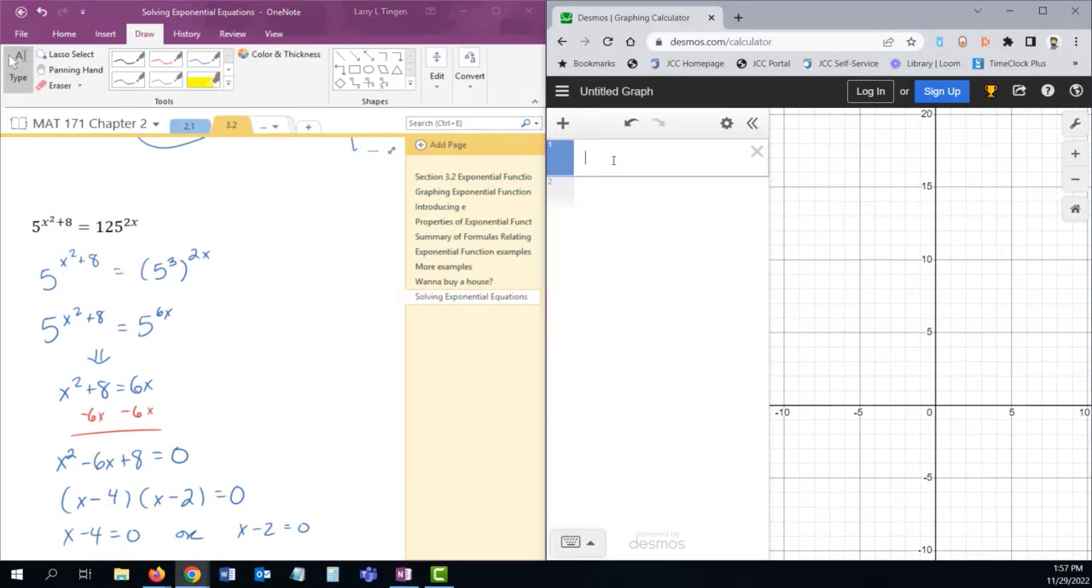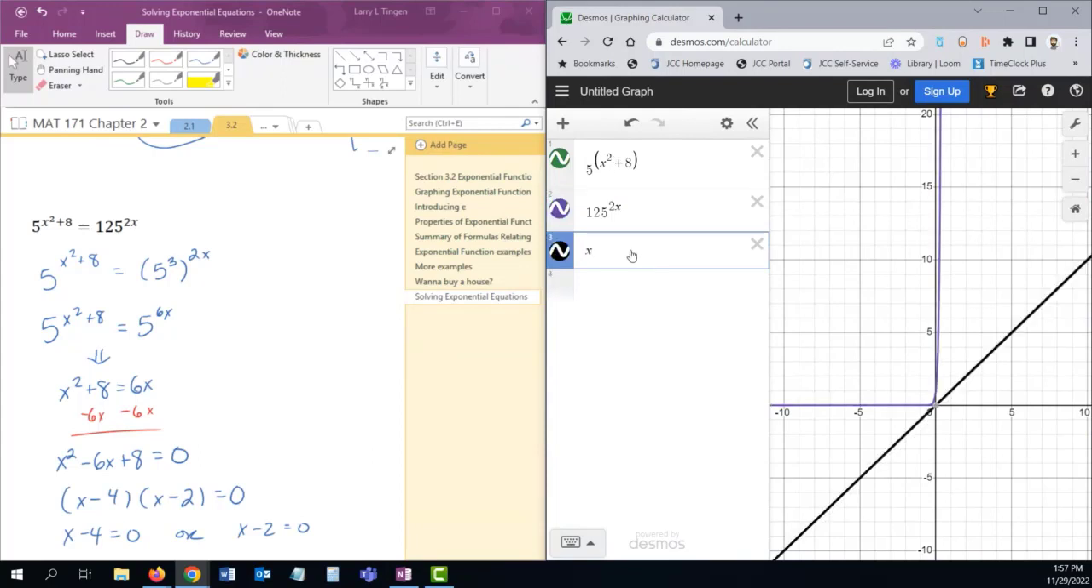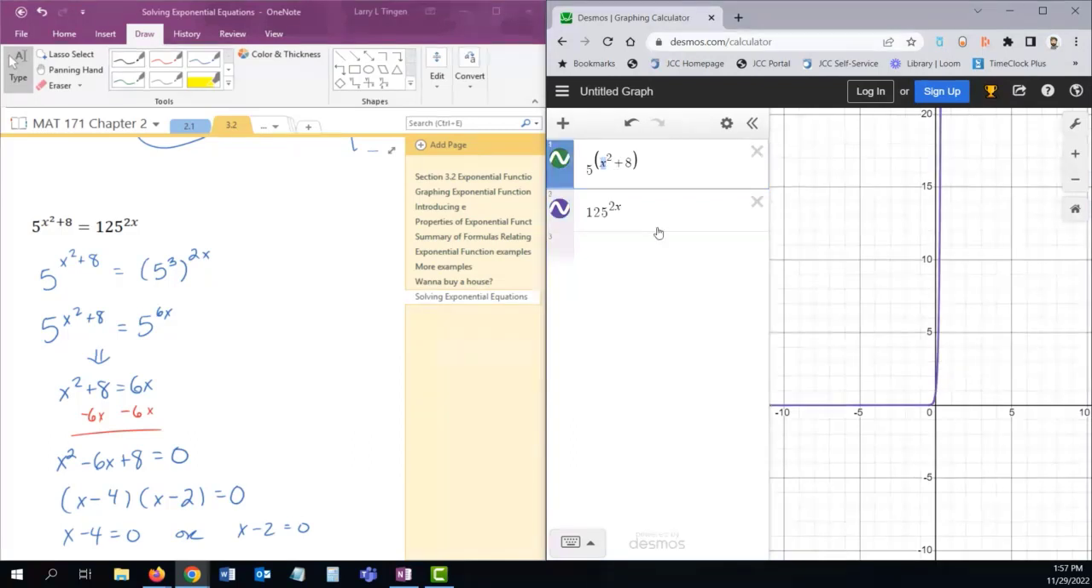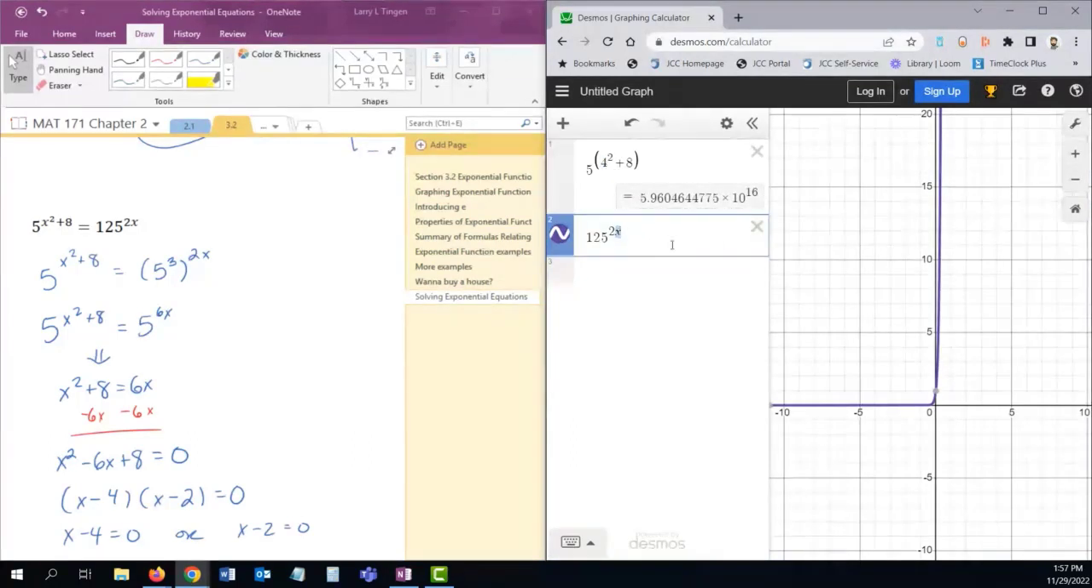I go back to the original, and I say, okay, that's 5 raised to the x squared plus 8. That's the left-hand side. And then the right-hand side is 125 raised to the 2x. And what I want to know is, when I plug in these numbers, do I get equality? So how do I figure that out? I just go in here and swap out the x for a 4.